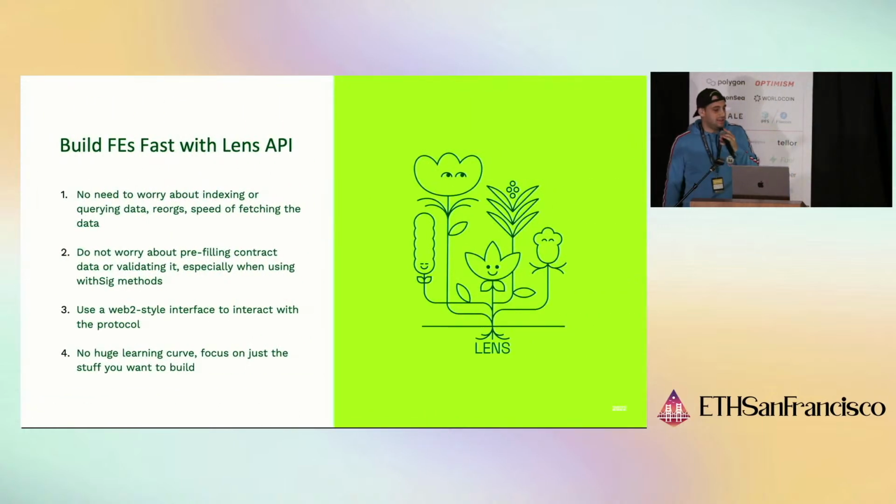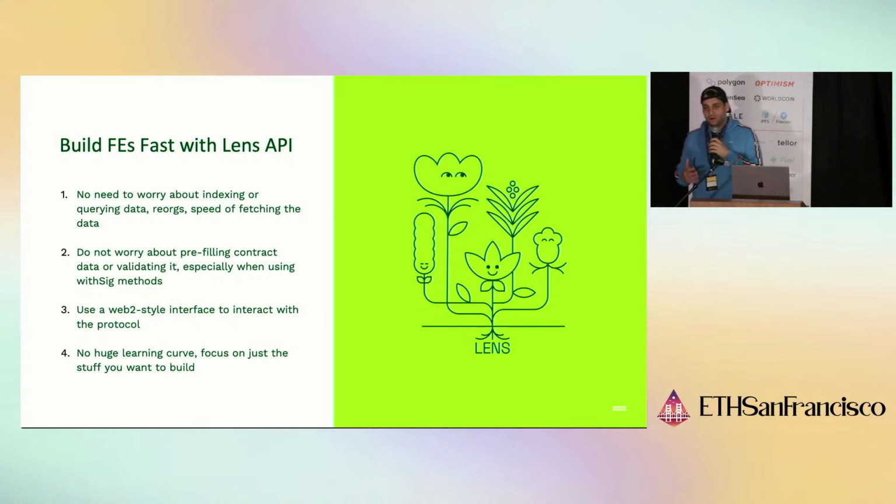Now over to the Lens API, which is the fastest way to build your own social application or use Lens data at all. Now, to make it clear, Lens is entirely on-chain. Anyone can access the data as they see fit, through your node directly, through a service like Alchemy, or querying something like The Graph. However, we also offer our own API. With the Lens API, you don't need to worry about indexing, querying, reorgs, or fetching data. That's all done for you. You don't have to worry about pre-filling contract data or validating it or using weird with-sig methods.